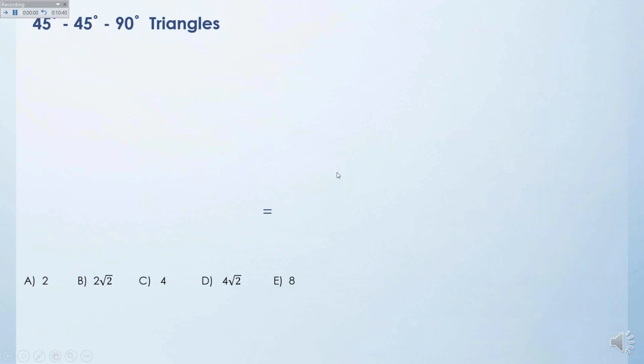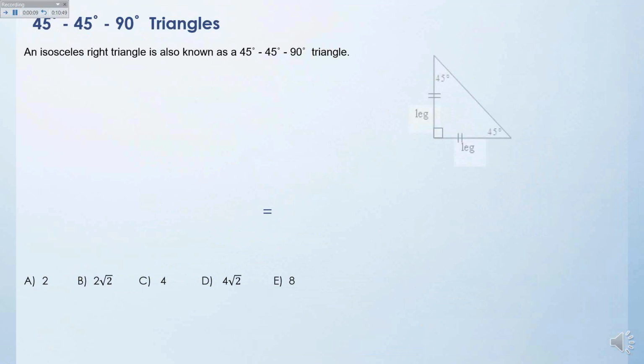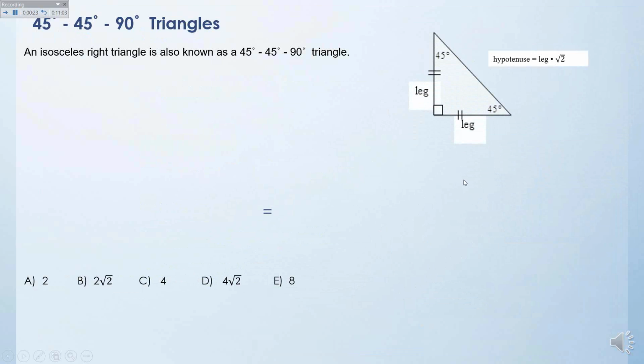Alrighty. Then we have a 45, 45, 90 degree triangle. This is an isosceles right triangle. We have 2 sides that are equal. Here we go. This side is 1, this side is 2, and they are equal. And then we have 45 in both of those angles. So we have a different kind of ratio for that. It goes side, side, side root 2, or leg, leg, leg root 2. Very easy to remember.